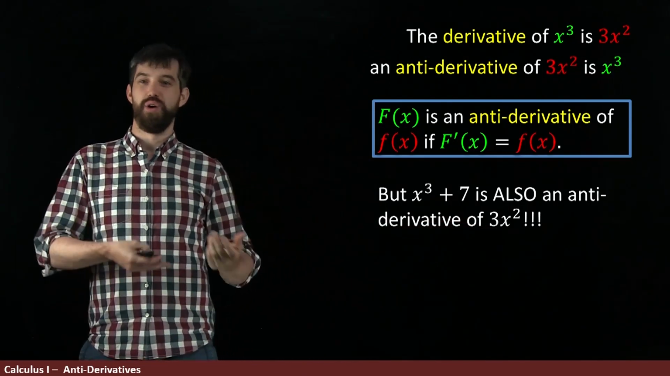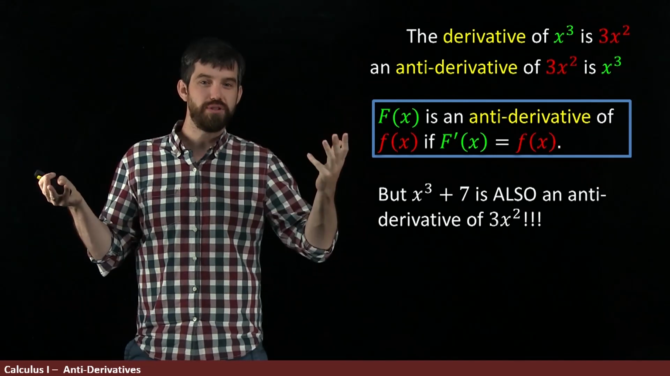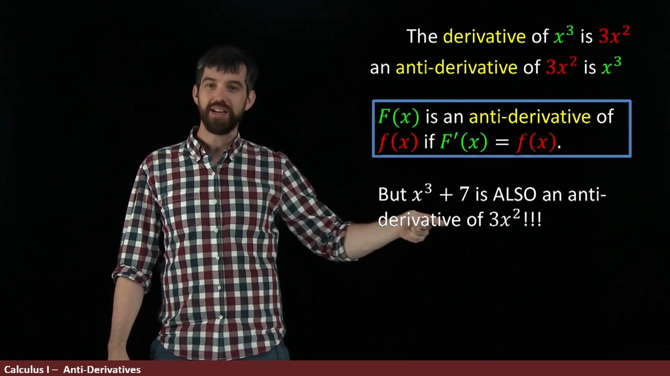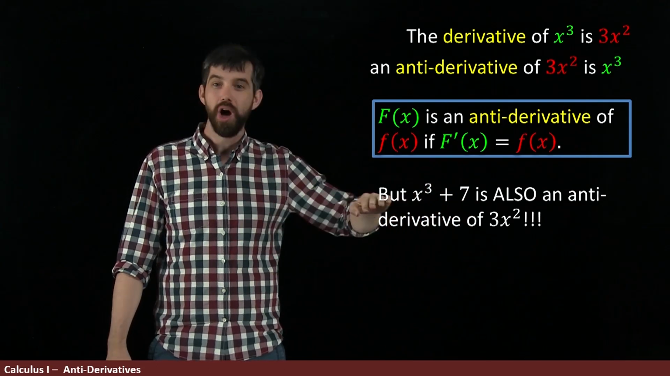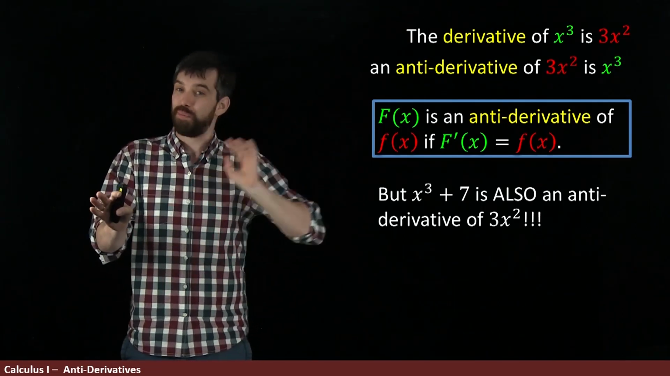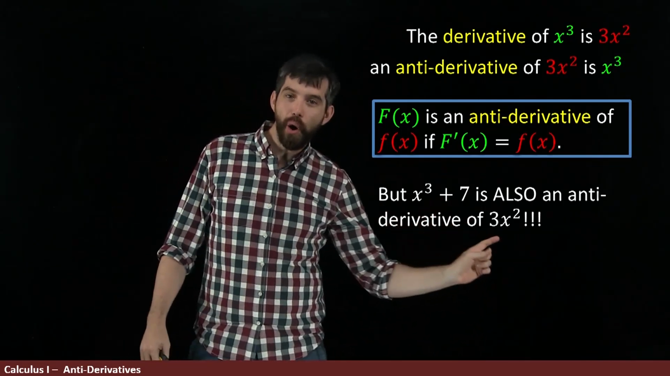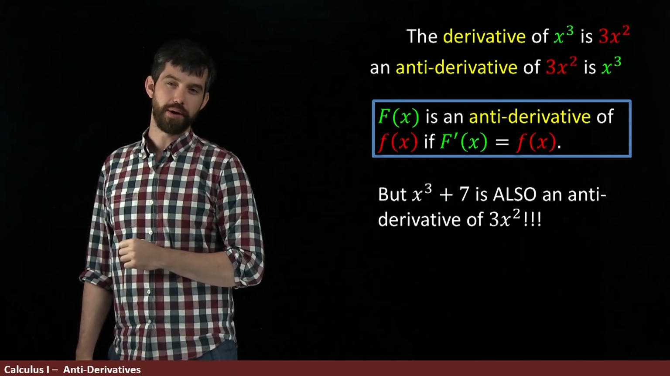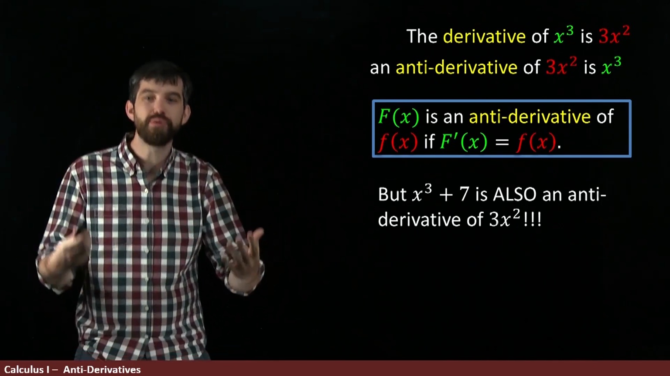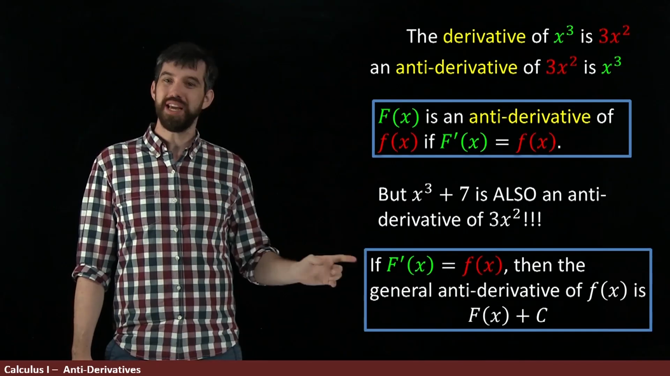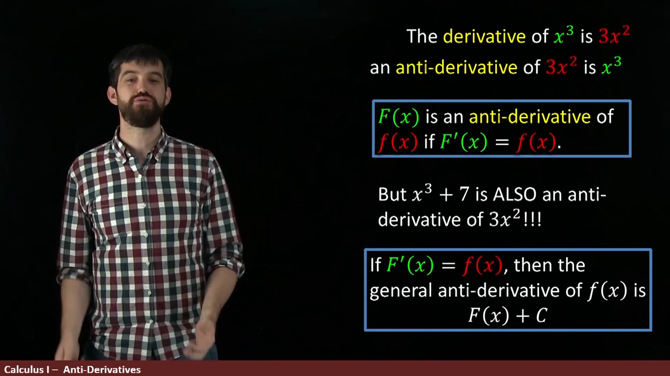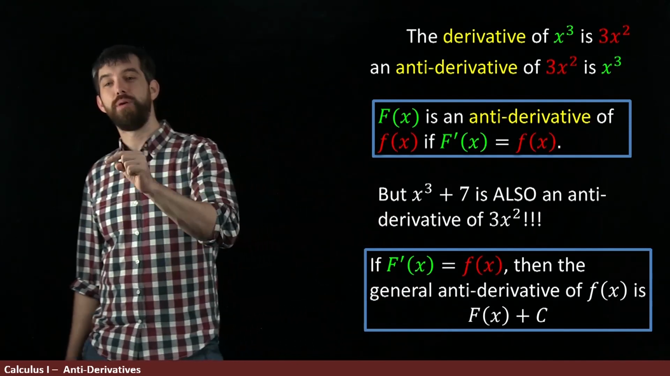Likewise, if I added a million, or a billion, or e to the pi to the root 2, it doesn't matter what I add here, any constant that I might choose to add is always going to go away when I differentiate. So that entire infinite family of functions, x cubed plus any constant, they're all antiderivatives of 3x squared. So we sometimes say this by talking about the general antiderivative: if you take the derivative of the big F and you get the little f, then the general antiderivative is this big F plus any arbitrary constant.